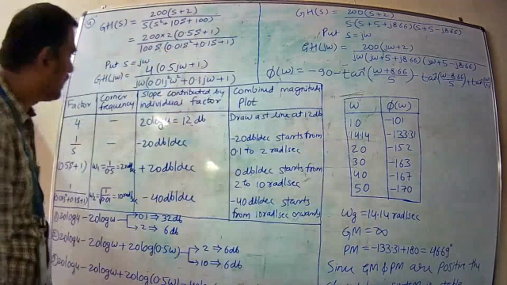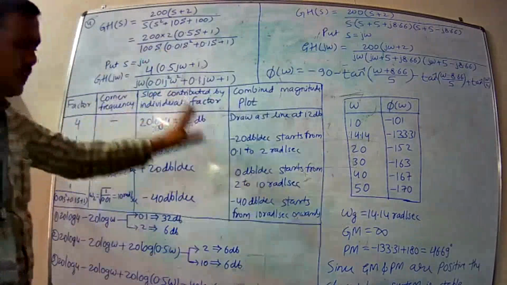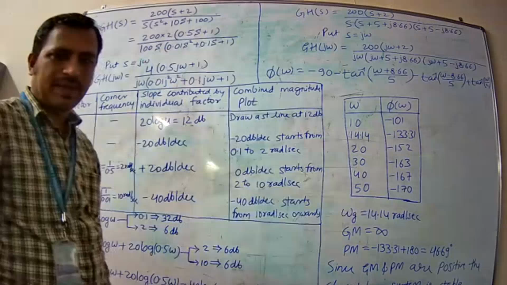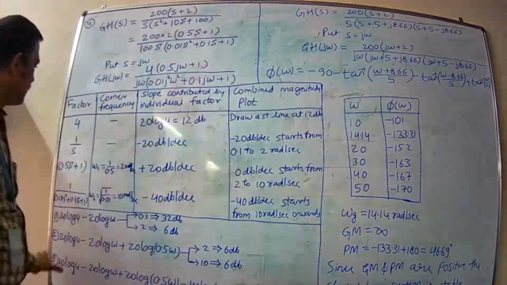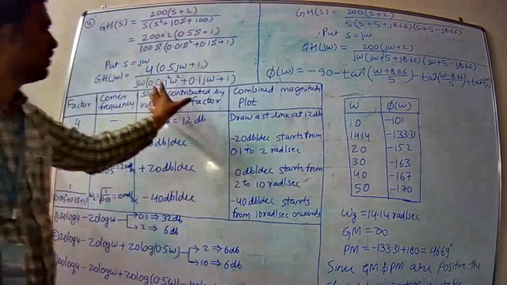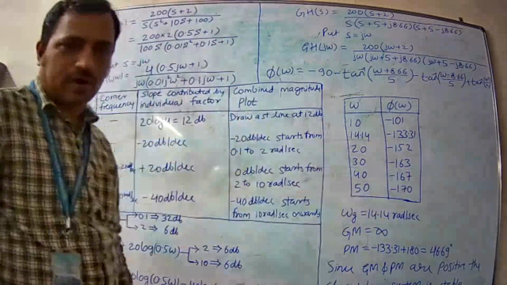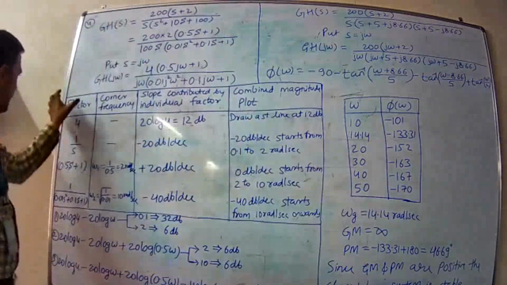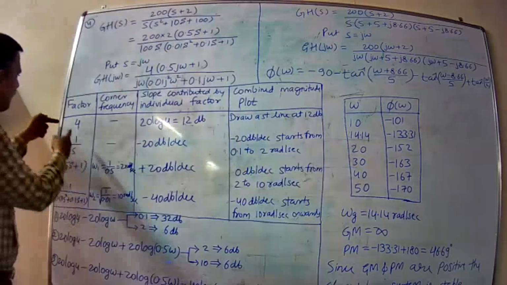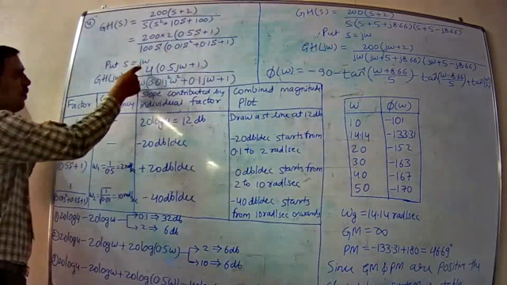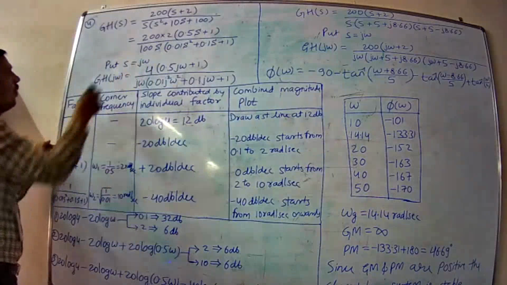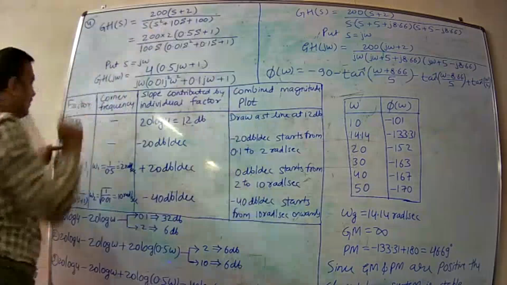After writing this, we again go for the tabular column. The tabular column remains the same: factor, corner frequency, slope contributed by individual factor, combined magnitude plot. Here again the first one is constant. Constant is 4. And the second one is the 1 by s term.